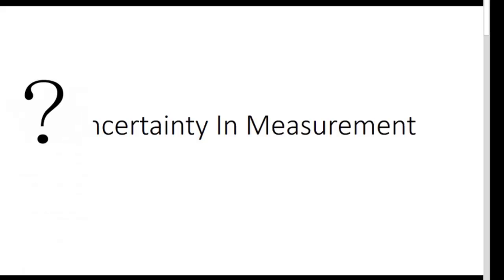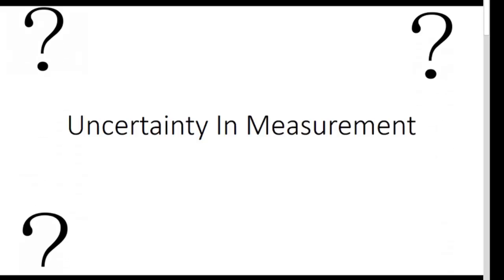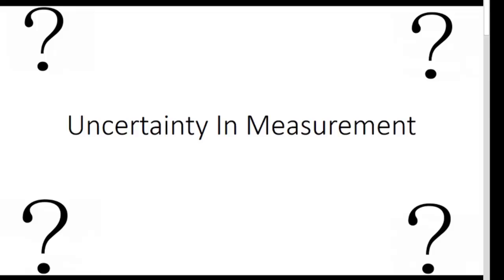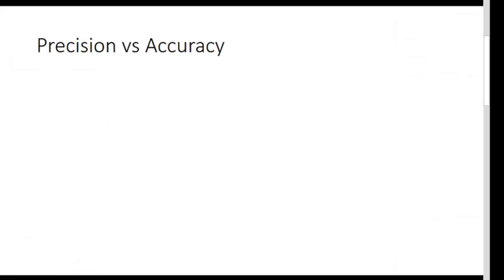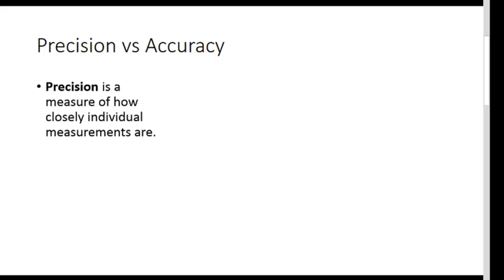Today, we will be talking about uncertainty in measurement. We will start with the concept of precision versus accuracy.